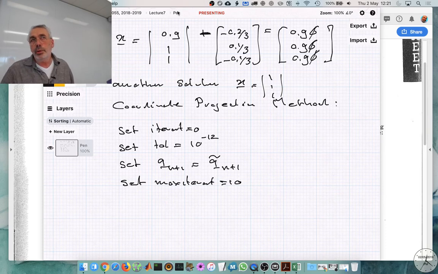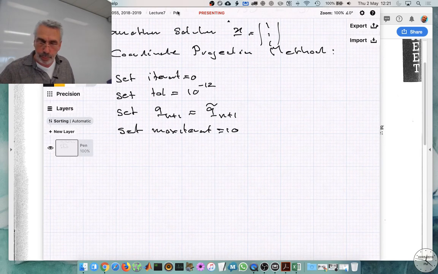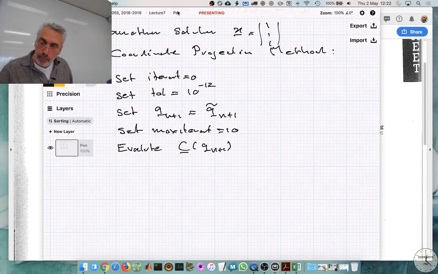A Gauss-Newton process is a second-order process. It's a linearization, so you throw away things of the order delta squared. So it should converge pretty rapidly. Well, the first step is you evaluate, of course, what my error is. So you evaluate C of my Qn plus 1, and we call it E, the error we have. So we have evaluated that number.